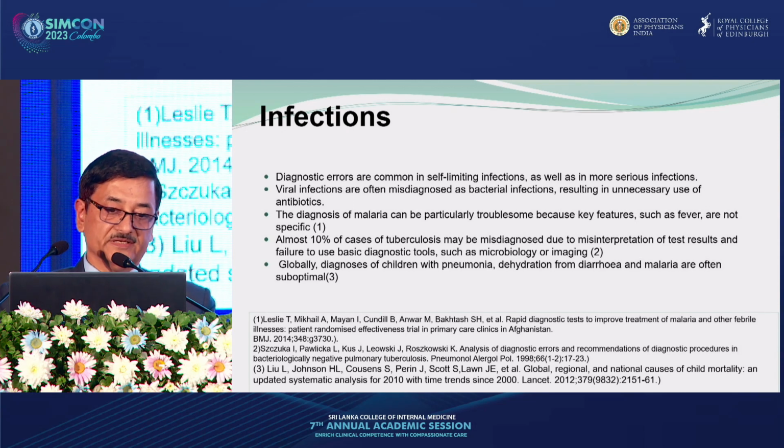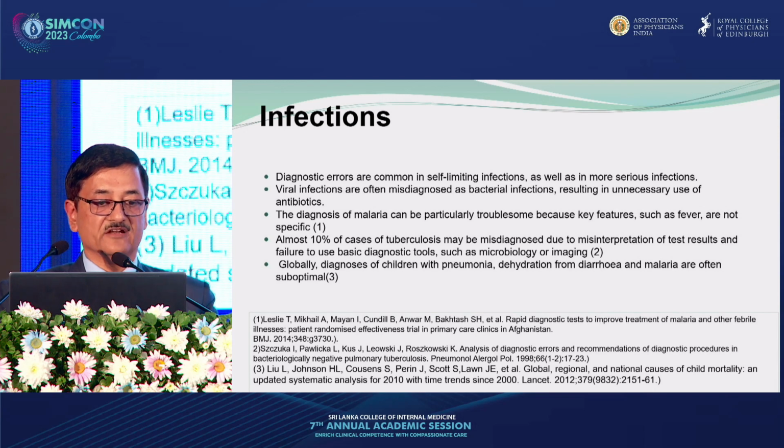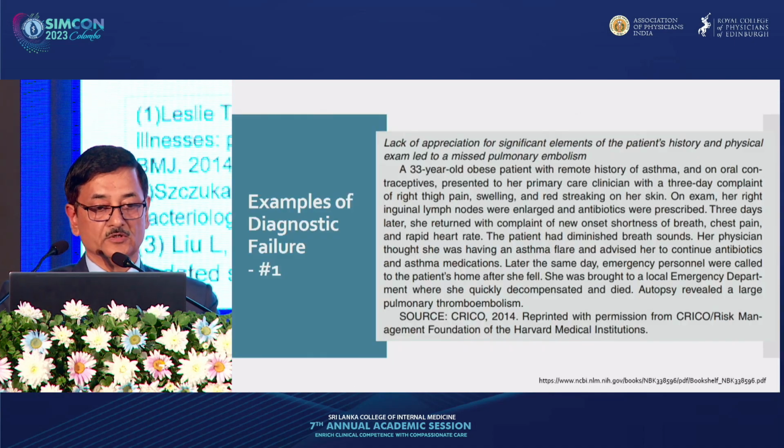The diagnosis of malaria can be particularly troublesome because key features such as fever are not very specific. Almost 10% of cases of tuberculosis may be misdiagnosed due to misinterpretation of test results and failure to use basic diagnostic tools such as microbiology or imaging. Globally, diagnosis of children with pneumonia, dehydration from diarrhea, and malaria is often suboptimal. These are the observations, and there are studies to point to this.